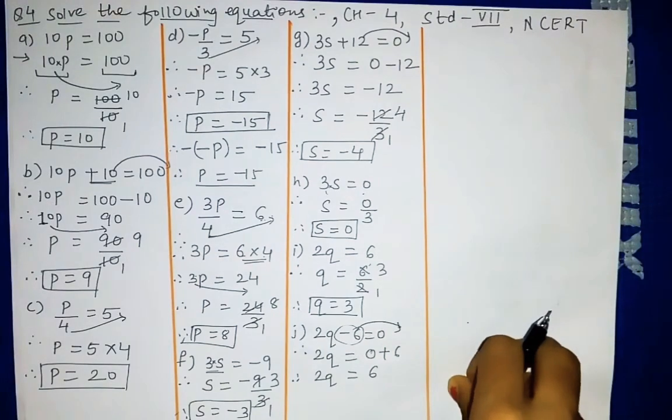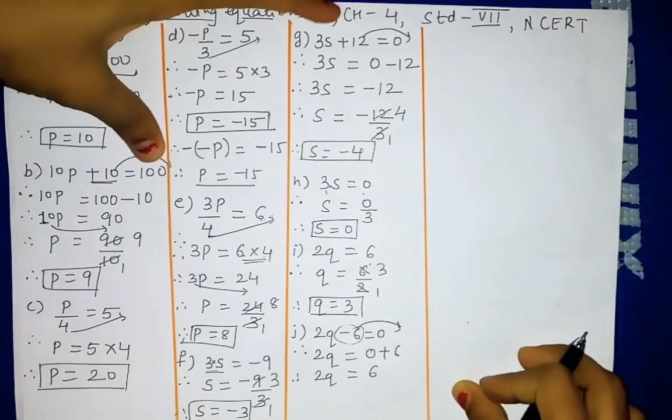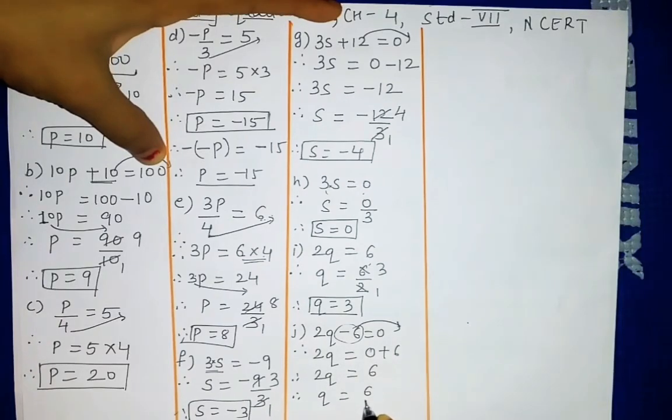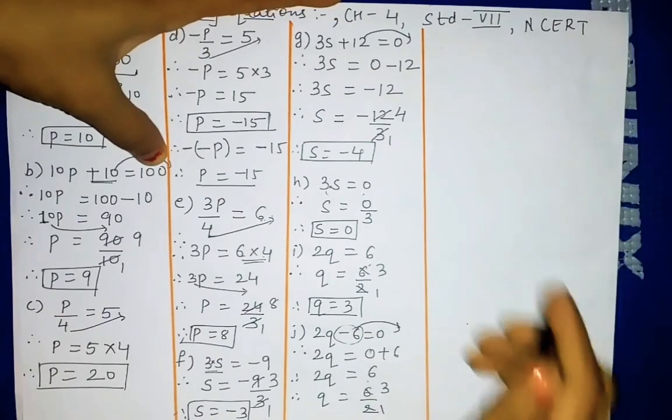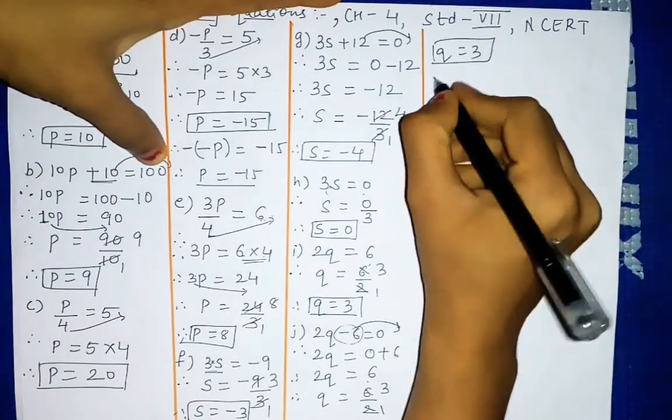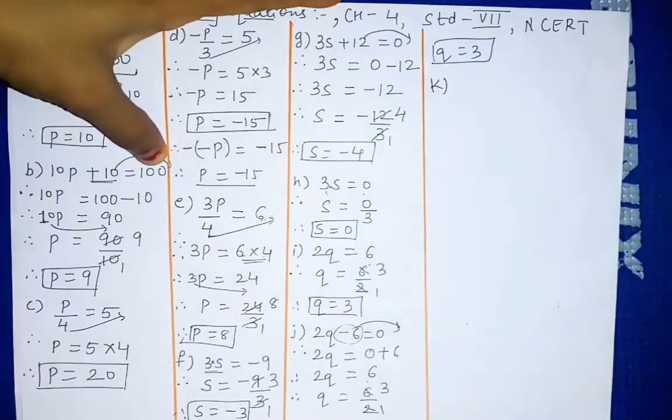Now this 2 is in multiplication. So again this 2 will go in division. So it will be 6 upon 2. This 2 I have taken here. Now 2 ones are 2 and 2 threes are 6. So q equals 3. This is the answer for the variable. Now moving to the next sum.